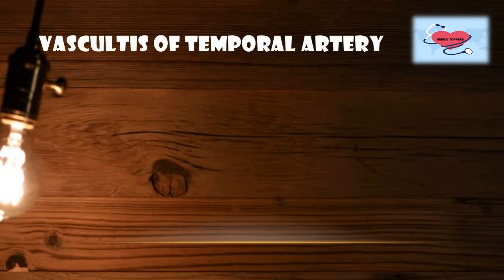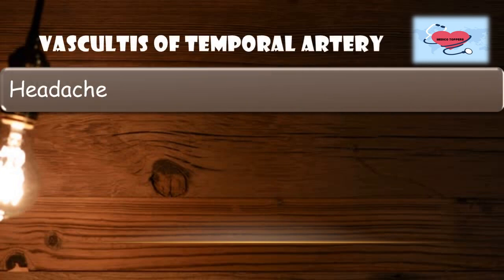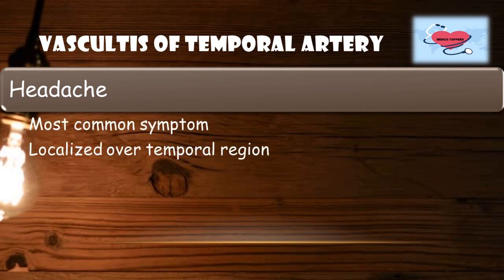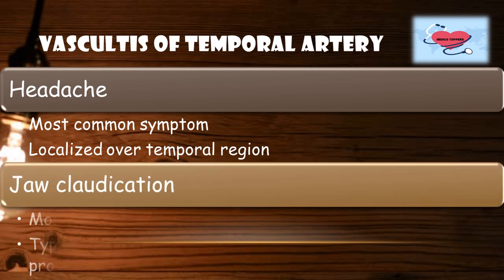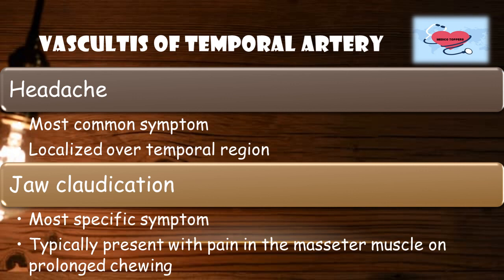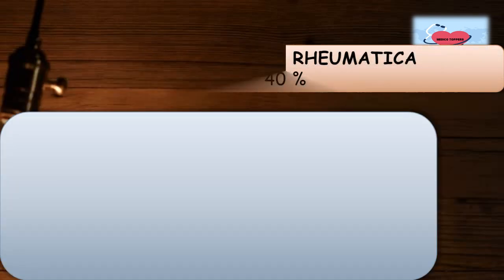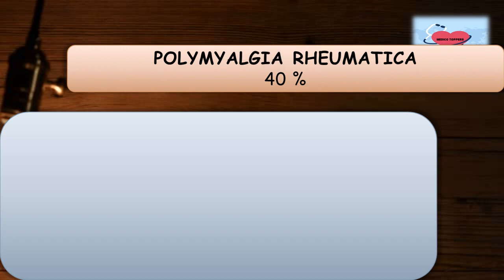And if there is vasculitis of the temporal artery, let's see the features. There will be headache surely, and it is the most common symptom and it will be localized mainly over the temporal region. Then comes jaw claudication, and it is the most specific symptom. So be clear, the most common symptom is headache and the most specific symptom is jaw claudication. There will be pain in the masseter muscle on prolonged chewing. Then we can see polymyalgia rheumatica in 40% of cases.